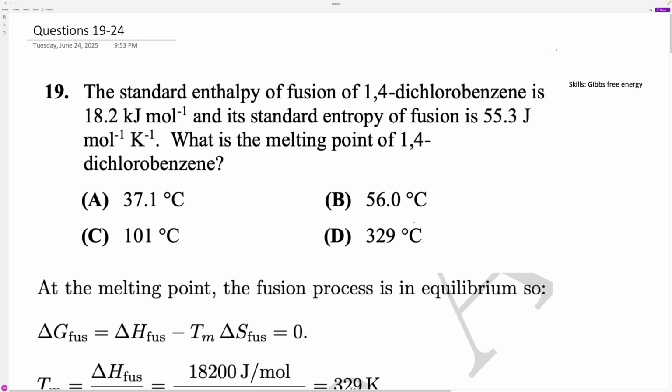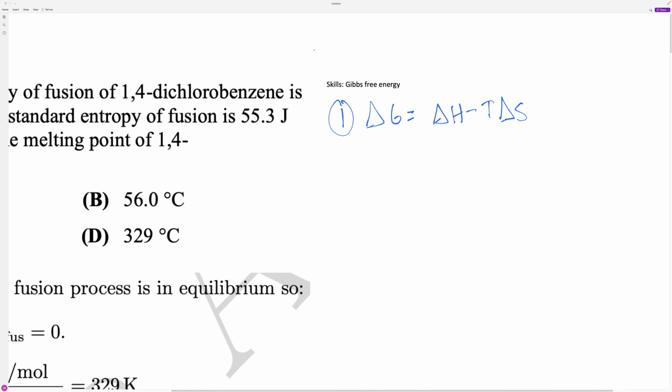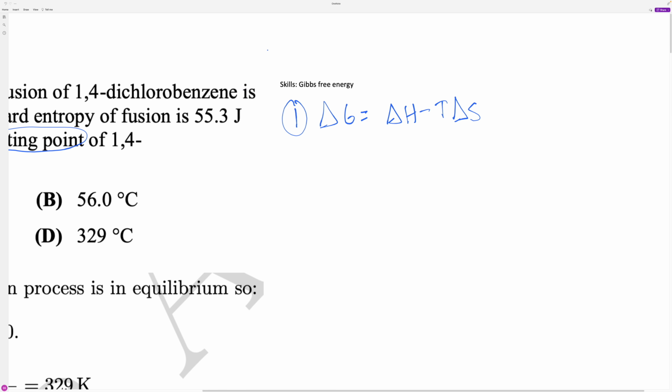It's asking what the melting point of 1,4-dichlorobenzene is, and to solve this question we can use Gibbs free energy. So the equation we must know for Gibbs free energy is delta G equals delta H minus T delta S. And from here, what we notice is that it's asking the melting point. And at the melting point, delta G is going to be 0, specifically when it's undergoing fusion.